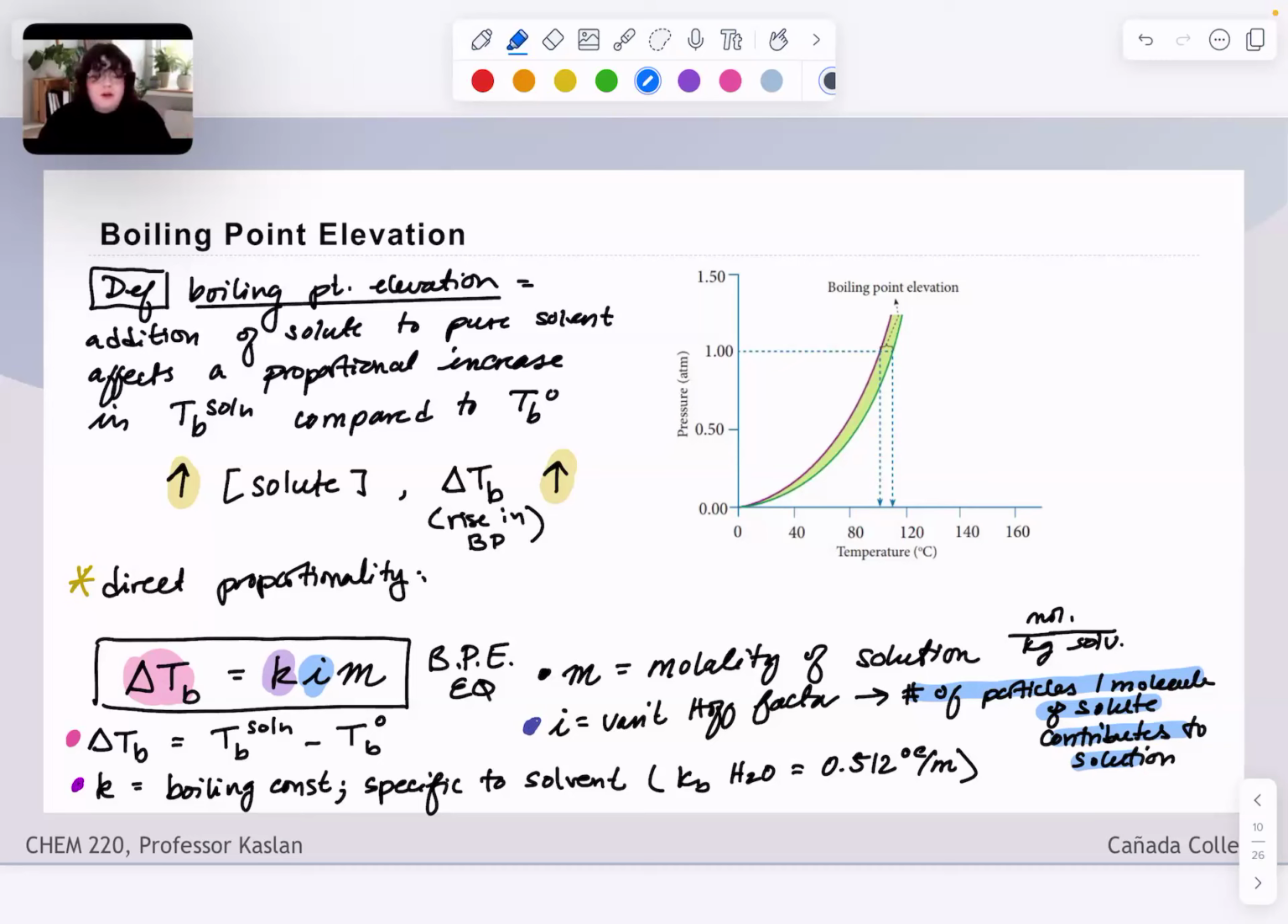Would have a van't Hoff factor of 1. And then we have the molality of a solution, which is again a concentration unit.